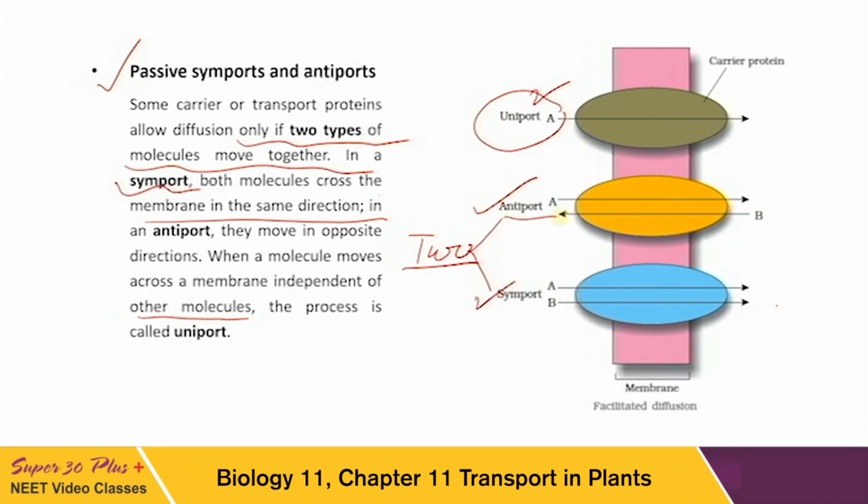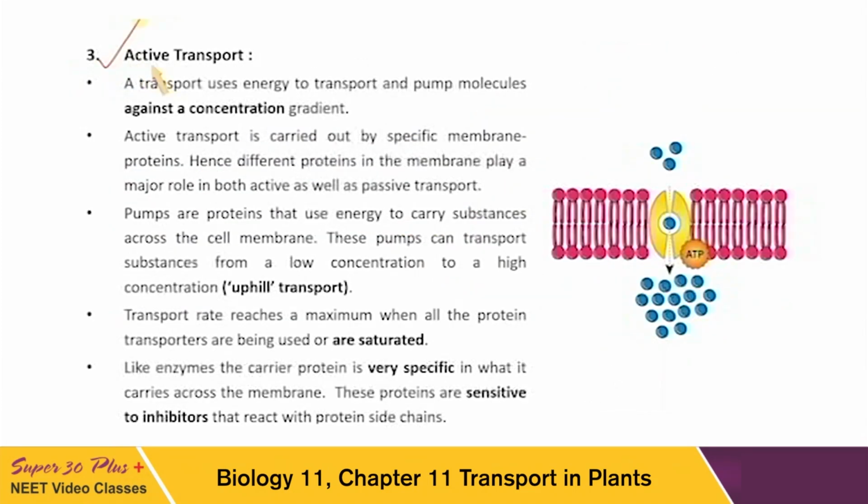Antiport, they have to move in opposite direction. Okay. Now the third is active transport. Simple thing: here this is the membrane, this is the low concentration, and here that one is high concentration. When the substance moves from low concentration to high concentration, against the concentration gradient, then this is active transport.